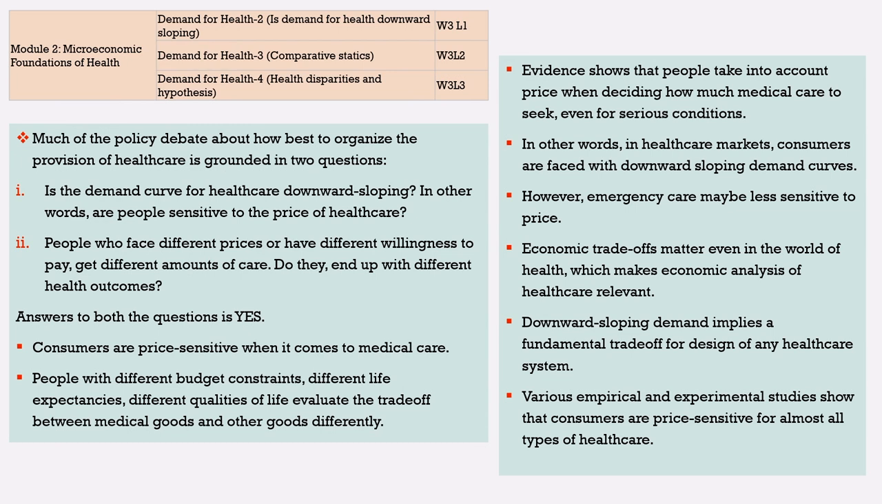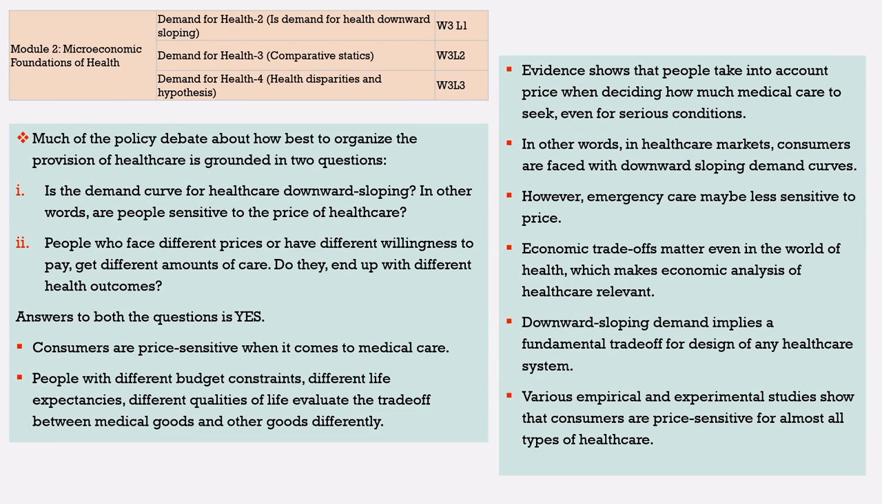And because we have discussed that health is a human capital as well as a human right, we wanted to understand, being a unique kind of good in an imperfect market, does health also have characteristics that make the demand for it downward sloping, or is it sensitive to price? The second issue that we wanted to deal with in this lesson was people who face different prices or have different willingness to pay: do they get different amounts of care and do they end up with different health outcomes?